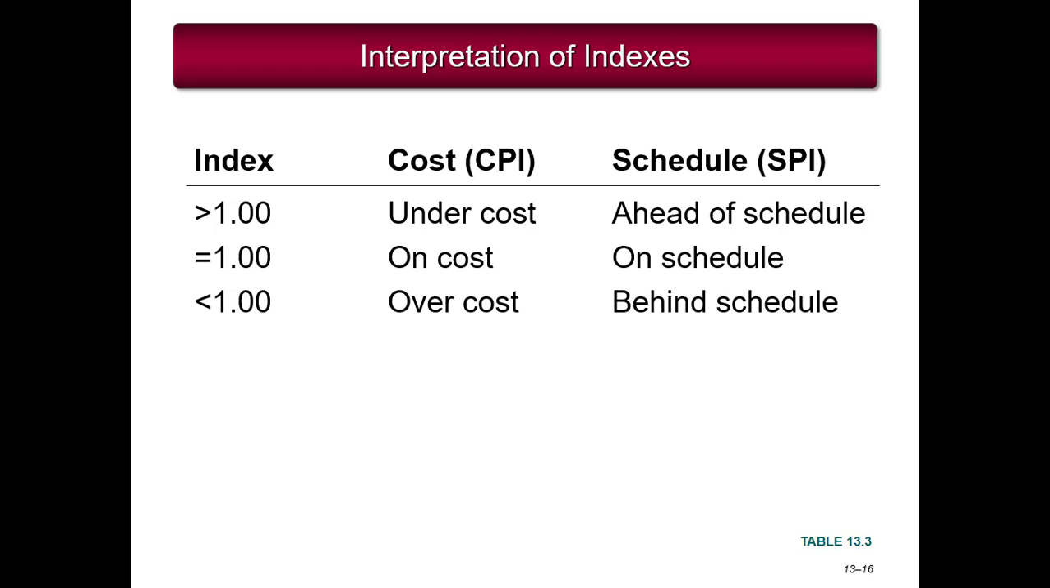This is an interpretation of the CPI and the SPI. If the index is greater than 1, then you're under cost, you're ahead of schedule. If the index is equal to 1, you're on cost or on schedule. And if it's less than 1, you're over cost or behind schedule.